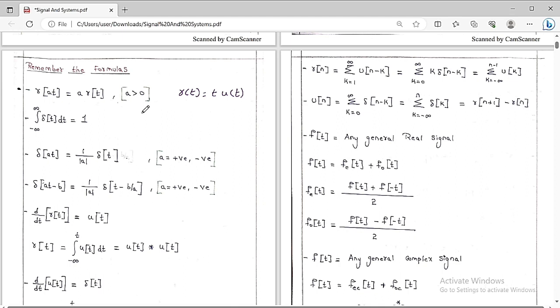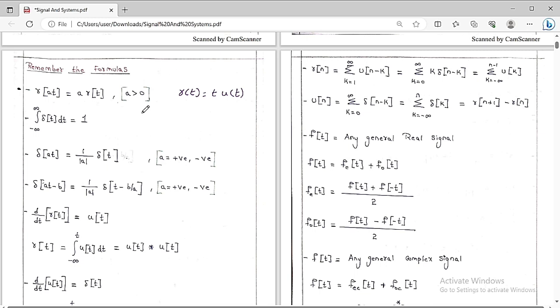And you know R of T is equal to T times U of T, and U of AT is always equal to U of T. These points you always have to keep in mind. So therefore, we can say finally R of AT is equal to A times R of T, where A must always be greater than 0. This is going to hold only for A greater than 0. And R of T is nothing but T times U of T, so we can say it is a unit ramp signal.